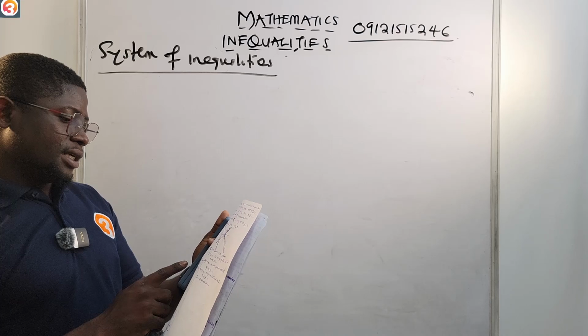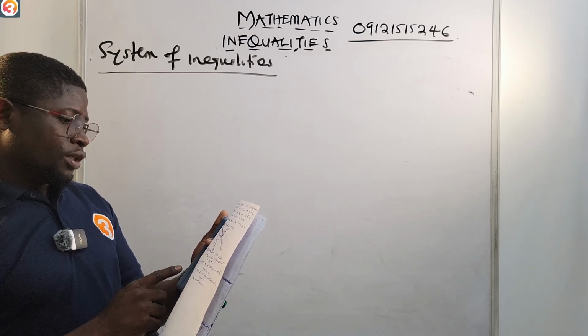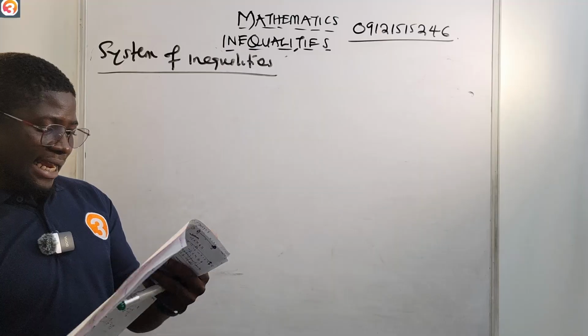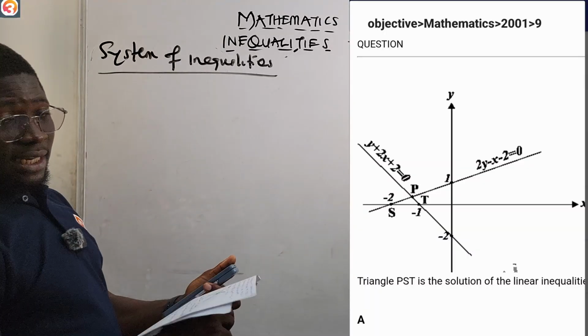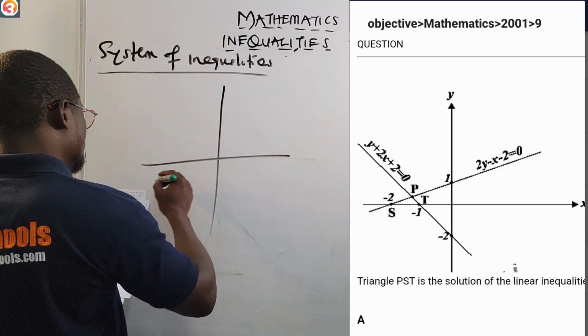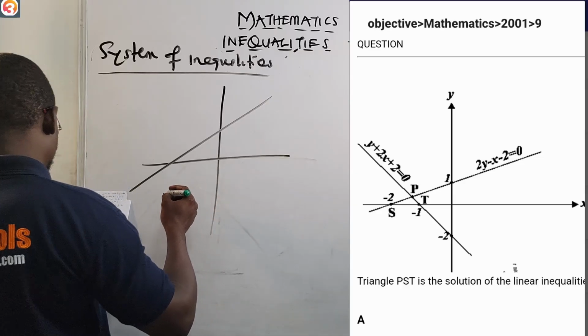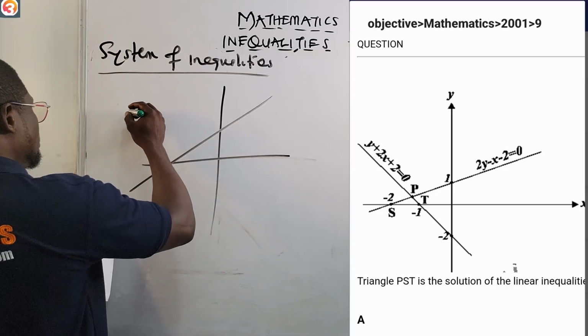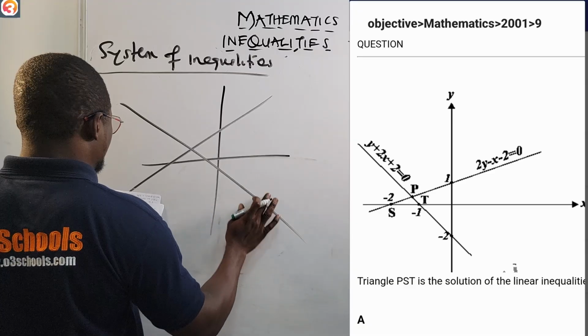Okay, yes, 2001 number 9. I'm giving the question. It's been shown on your screen right now. So I'm going to have this like this, this like this. Okay, so one goes like this. Then another one goes like this. Okay, yes, supposed to be like this.